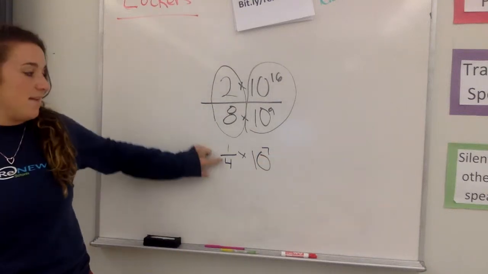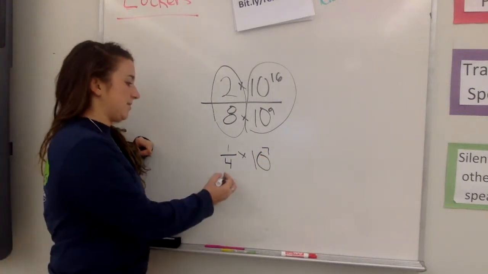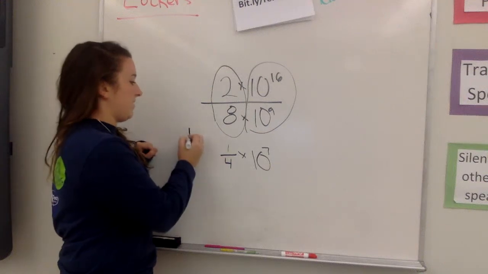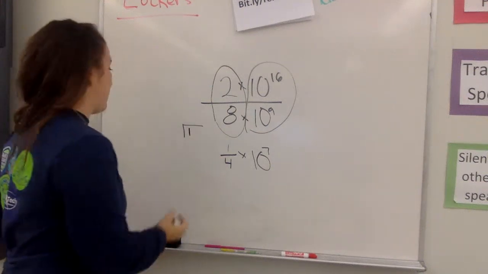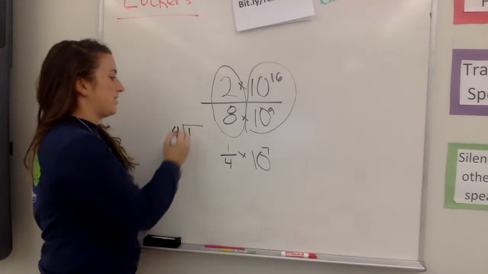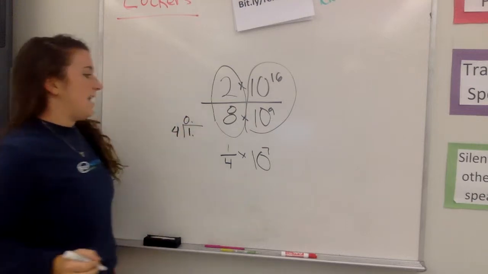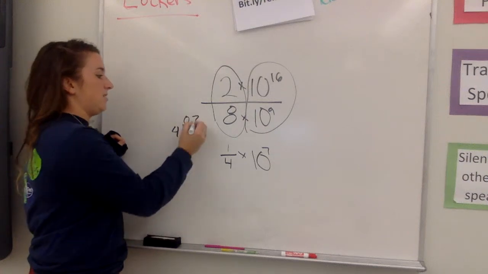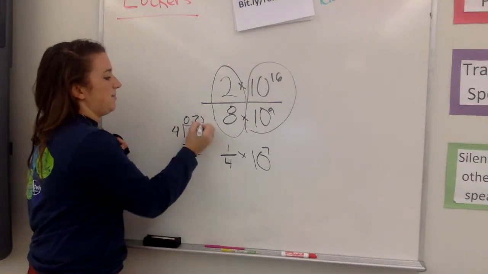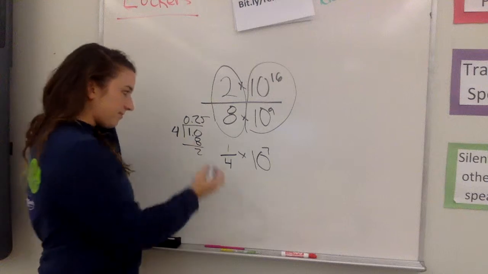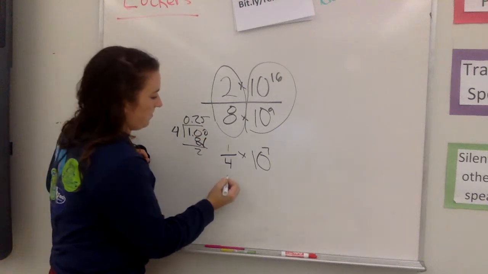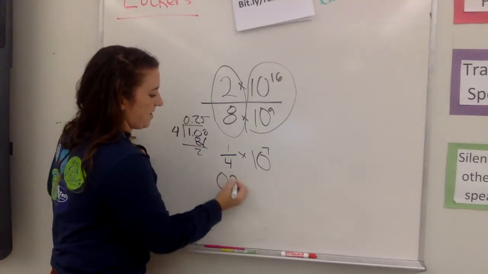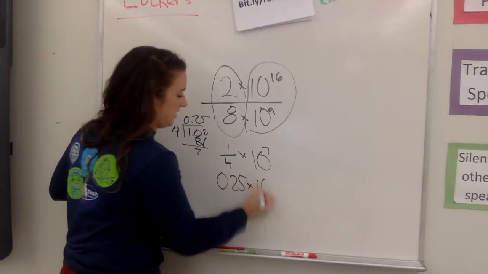But I'm still not done because I need to convert this into a decimal. 1/4, if I don't know it off the top of my head, I can divide top in, bottom out. 4 goes into 1 0 times. Add a decimal, add another 0. 4 goes into 10 2 times. We'll end up with 0.25. So 25 hundredths times 10 to the 7.